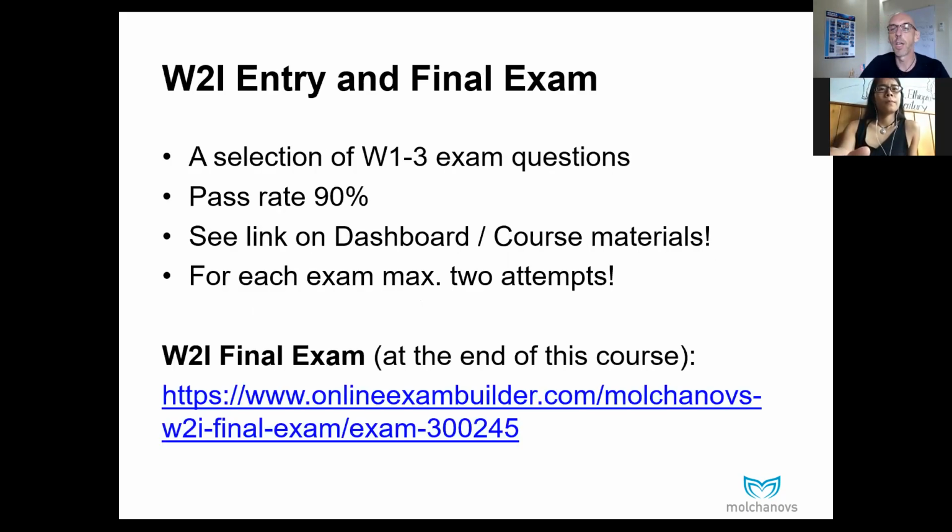All right, so then the last thing of this course, we briefly talked about it, the entry level and the final exam. It's a selection of the wave 1, 2, and 3 exam questions. Passing rate of 90%, unlike the recreational levels, which are 80%. You can find a link in the course materials, and for each exam you get a maximum of only 2 attempts. Officially, if there's, for example, a difficulty, I've only encountered it once with a Korean student who had difficulty with his English. He was struggling.